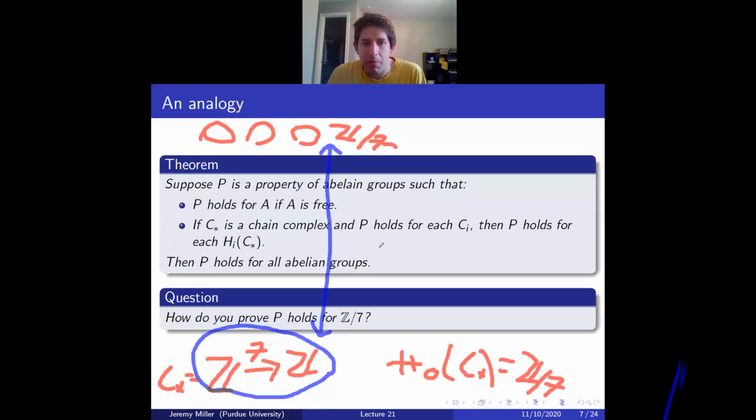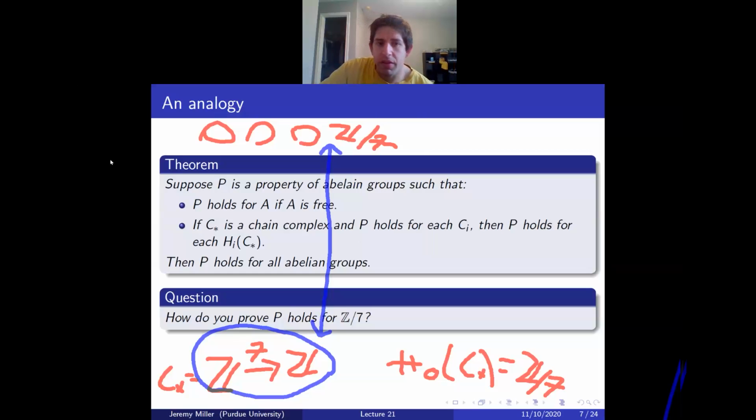It's not true that every abelian group is free, but if you put on your homotopy theory goggles and view abelian groups as examples of chain complexes that are concentrated in a single degree, then up to homotopy, everything is free. So if you have some homotopical property, you just need to prove it for free things.